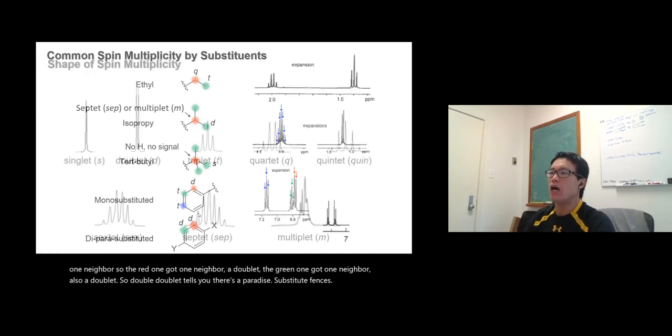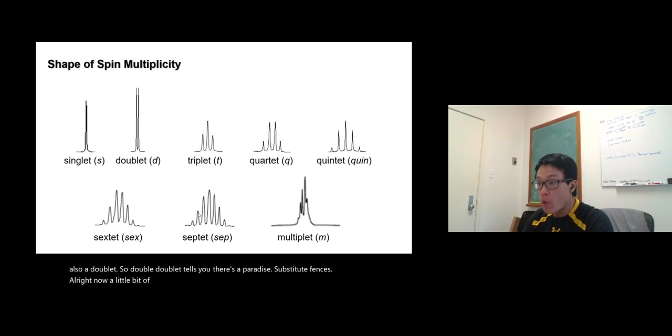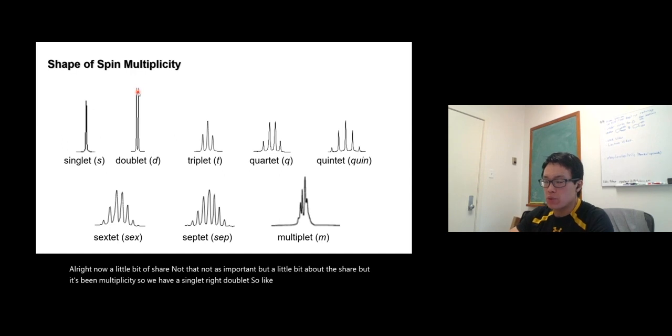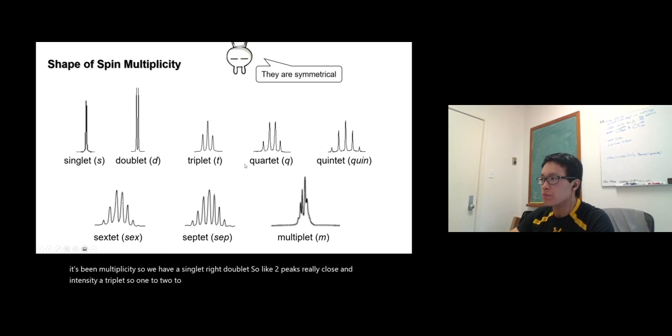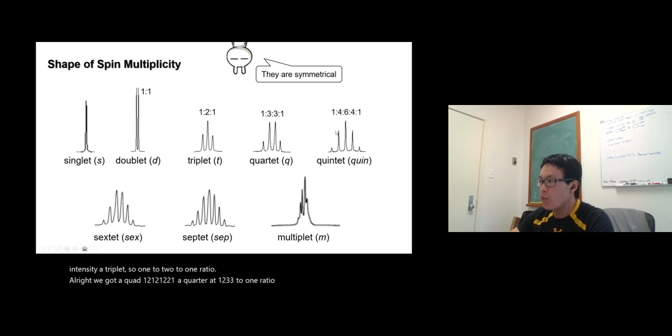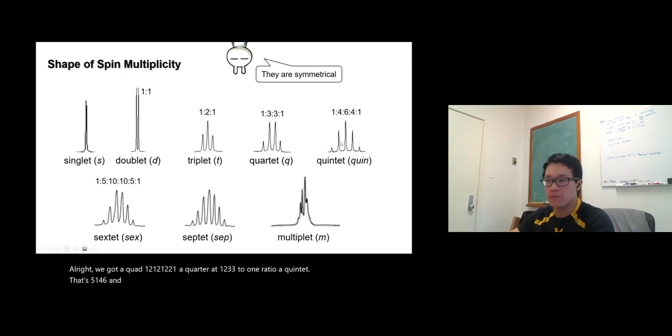Now a little bit about the shape of the spin multiplicity, not as important. We have a singlet. A doublet, two peaks, equal in intensity. A triplet, a 1 to 2 to 1 ratio. A quartet, a 1 to 3 to 3 to 1 ratio. A quintet, that's 1, 4, 6, 4, and 1. You don't need to know these numbers. There's something that controls this ratio, but we won't get to that.